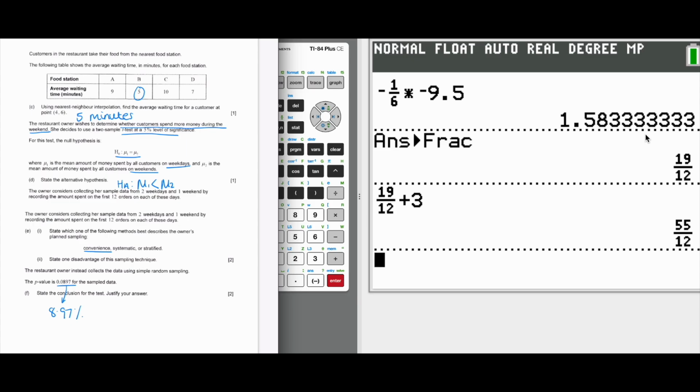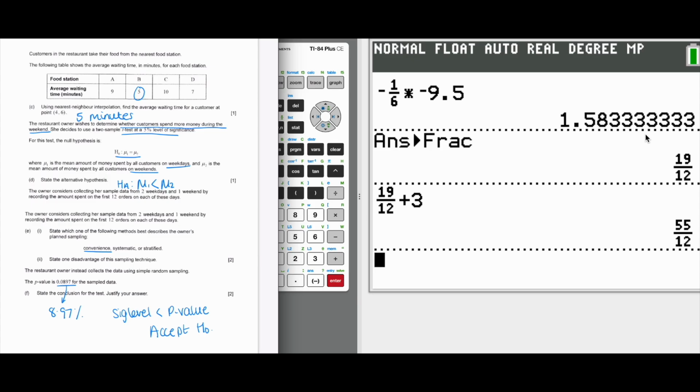So we write this down as the significance level is less than the p-value, and therefore we accept H0. So we accept the null hypothesis, which is that actually the same amount of money is spent both days, and it doesn't matter whether it's the weekday or the weekend.